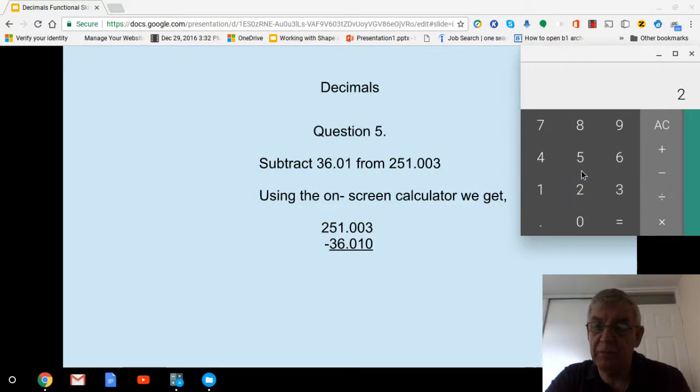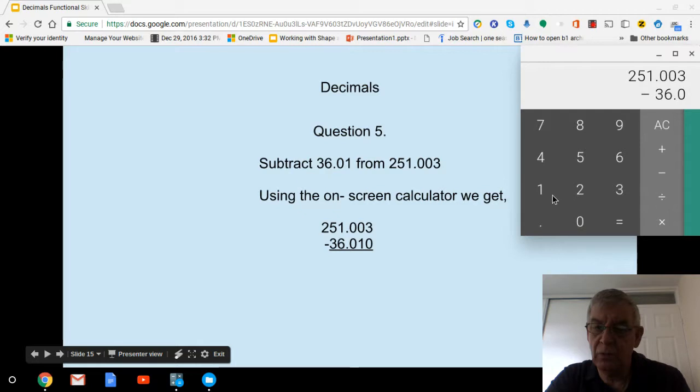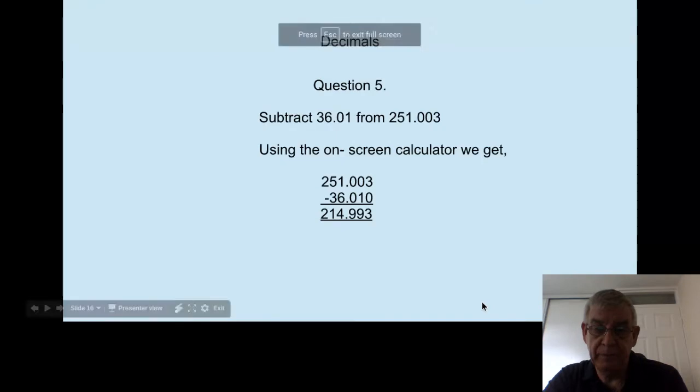First of all, if I hear it might help, 251.003 minus 36.010, and that will give us the answer of 214.993.